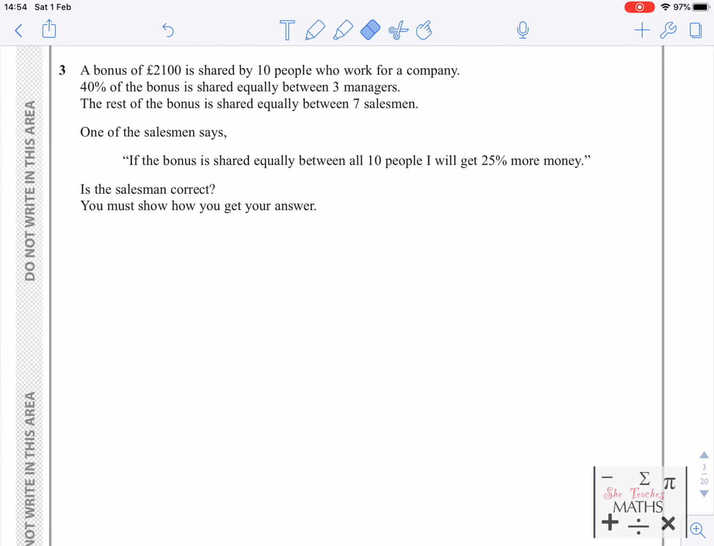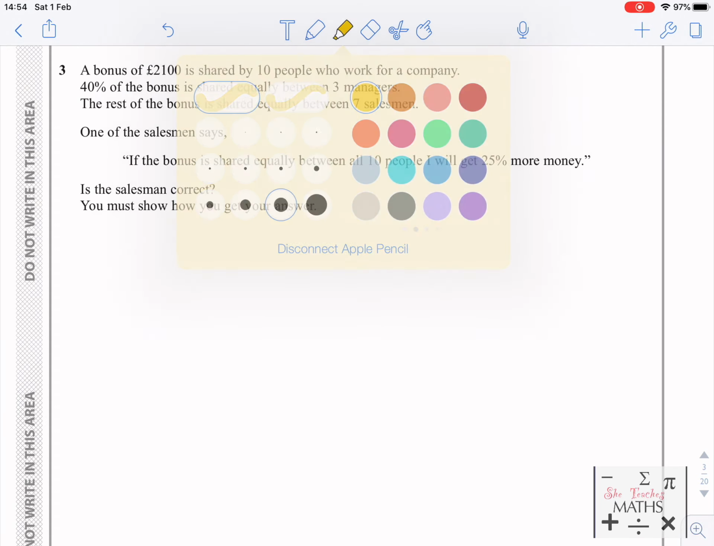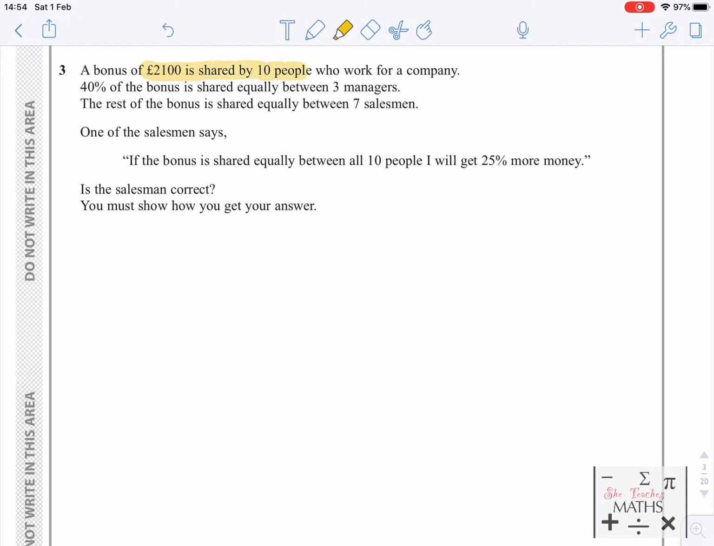Okay guys, so for this next question, we are told that a bonus of £2,100 is shared by 10 people who work for a company. So let's just highlight that. So £2,100 is shared by 10 people who work for a company. Now 40% of this bonus is shared equally between 3 of the managers. The rest of the bonus is shared equally between 7 salesmen. Now one of these 7 salesmen says that if the bonus is shared equally between all the 10 people, the salesman will get 25% more money. Is the salesman correct? You must show how you get your answer.